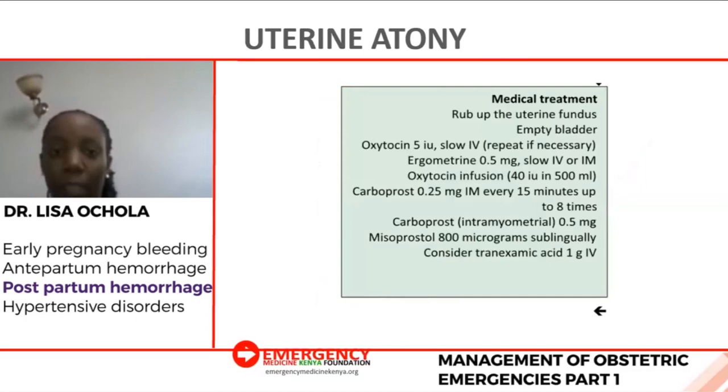Have your team come in, because all these things that we're doing have to happen simultaneously. So it's not a step-by-step thing that you do. You begin with a bimanual uterine massage, which we'll see in the next pictures. Someone begins doing the bimanual uterine massage to try to help the uterus contract. The bladder is emptied. Again, resuscitation, as we have discussed: ABCs, large bore IVs, take blood, start giving fluids.